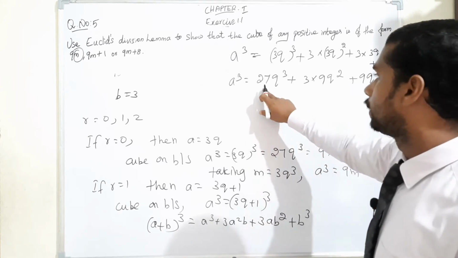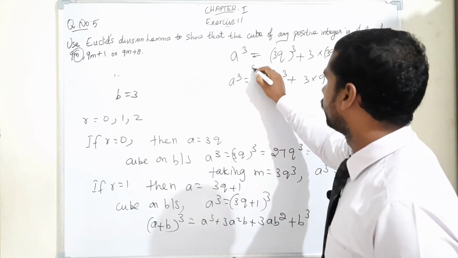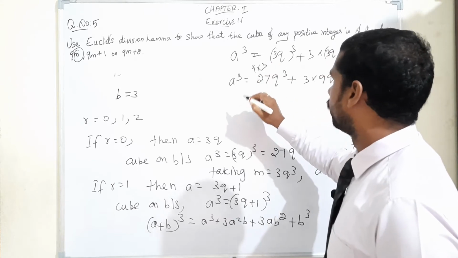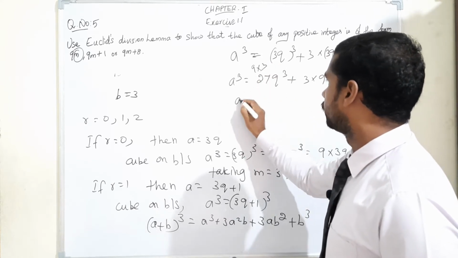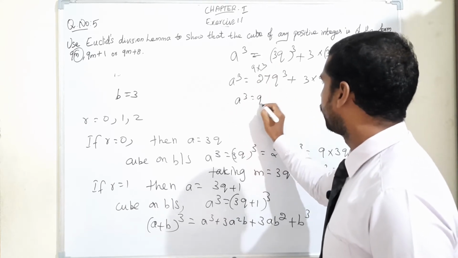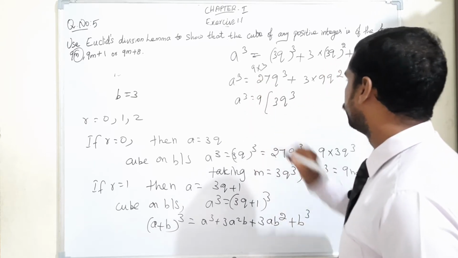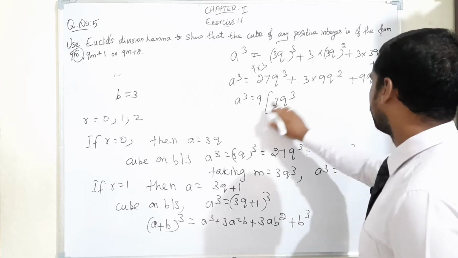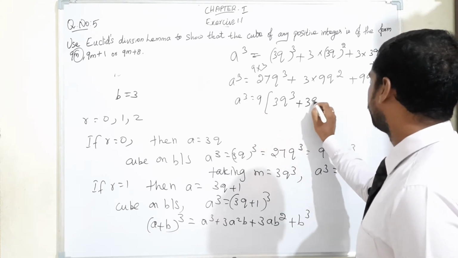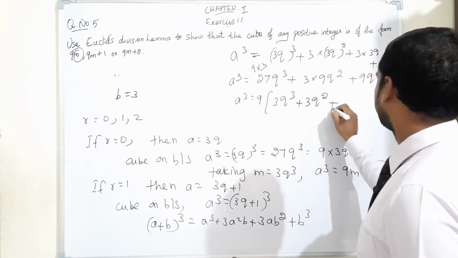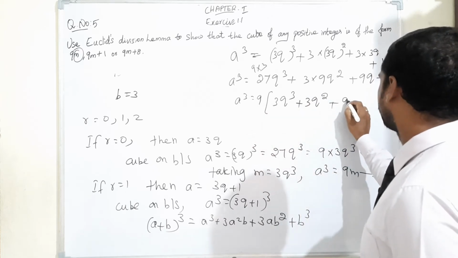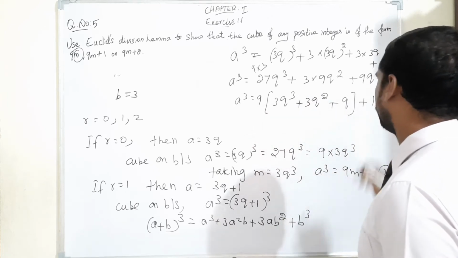Again, 27, how to split it actually? 27 we can write as 9 into 3. So take 9 common outside: a cube is equal to 9 take common outside. Inside, what will happen? 3q cube. Next, there is already 9 taken outside, again 3q square. Last, 9 I have taken outside, so q plus 1 will come.